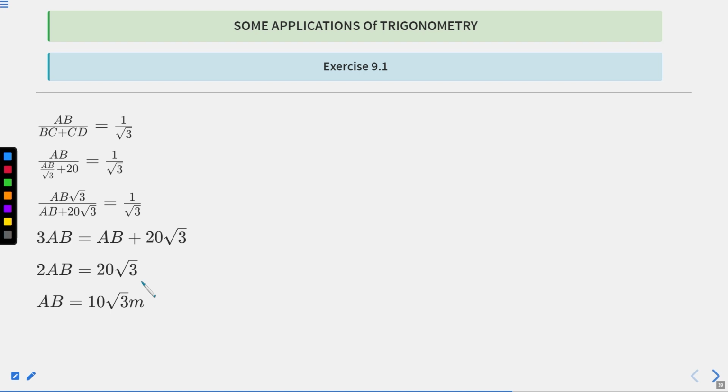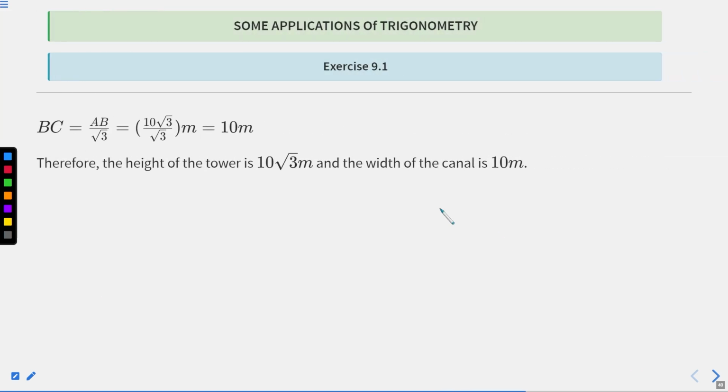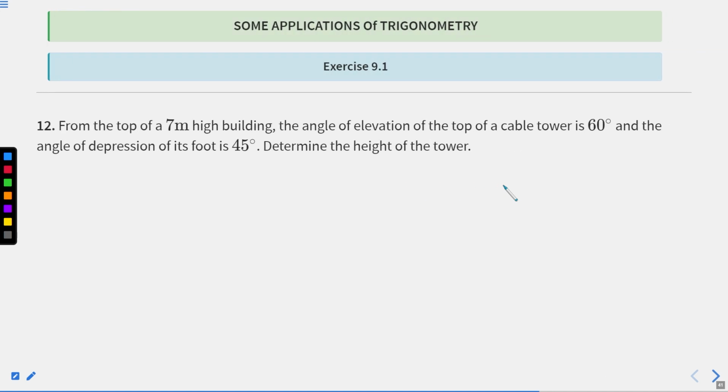So AB is equal to 10 times root 3, and now BC is equal to AB by root 3, and here AB is 10 times root 3, so BC is equal to 10 times root 3 by root 3 meters, that is equal to 10 meters. Therefore the height of the tower is 10 times root 3 meters and the width of the canal is 10 meters. And now let us move to the next exercise.